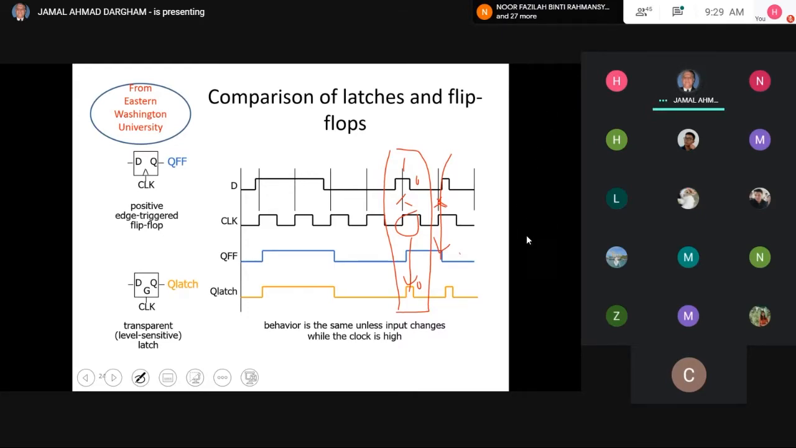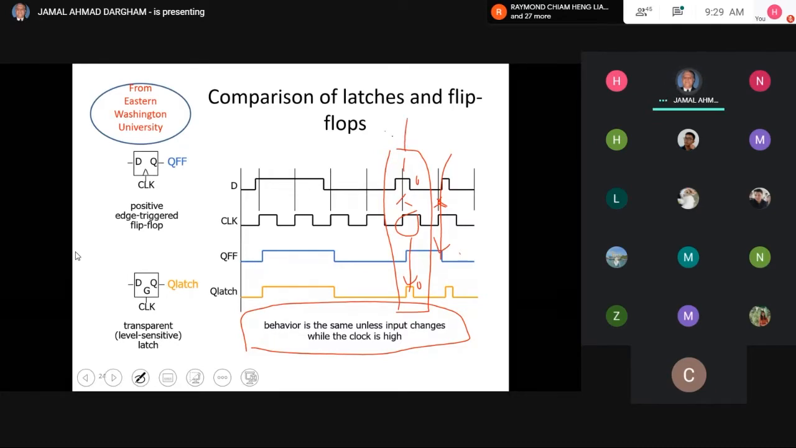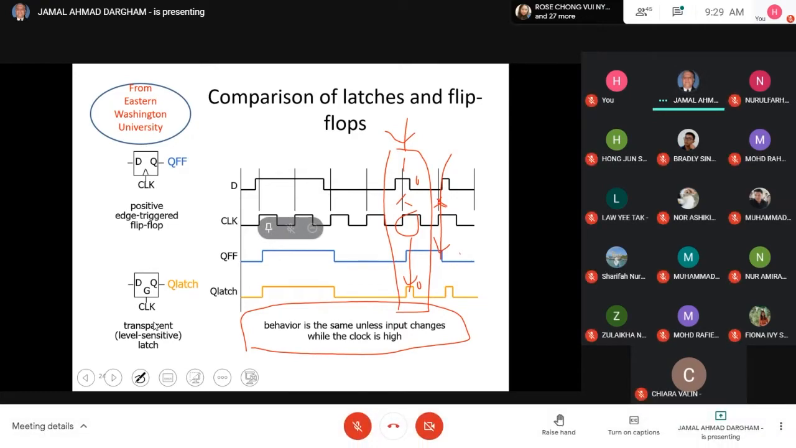You understand the difference between a flip-flop and the latch? And that actually summarizes it for you. The behavior of the latch and the flip-flop is the same, unless the input changes while the clock is high, which is in this case. The clock is high and the input changes from 1 to 0. That's why you can see the difference. Okay, and the same here.